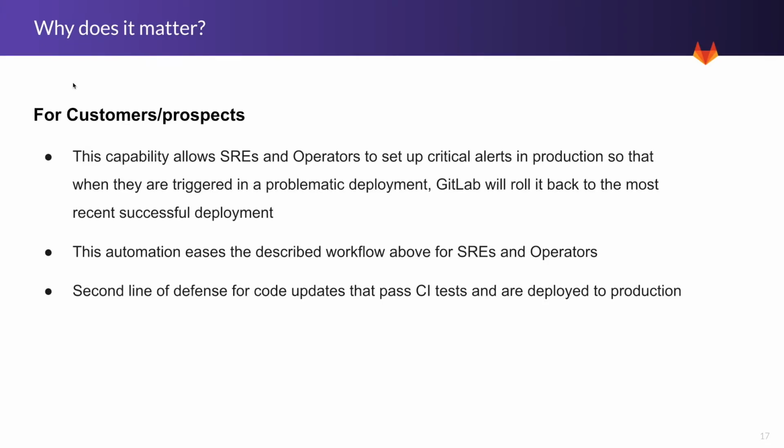So why does it matter for customers and prospects? This capability allows SREs and operators to set up critical alerts in production, so that when those alerts are triggered in a problematic deployment, let's say a threshold for the amount of memory that your application is using, GitLab will roll it back to the most recent successful deployment. This automation eases the described workflow above for SREs and operators. It also serves like a second line of defense for code updates that pass CI tests and are deployed to production.